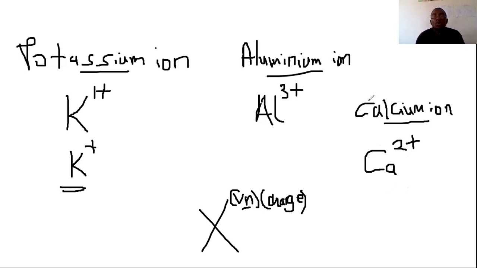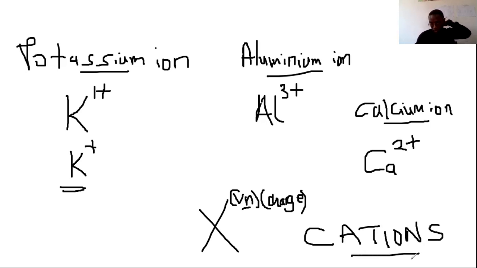So all these are examples of cations. Remember, cations, we said, are positively charged ions. So basically that is what we do when we are formulating positively charged ions, which are known as cations.